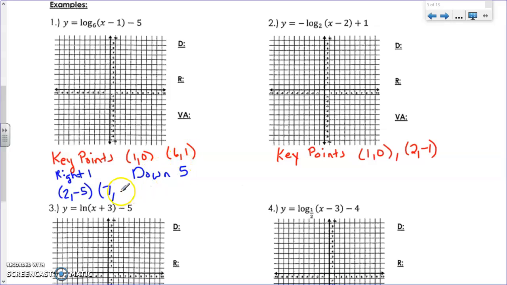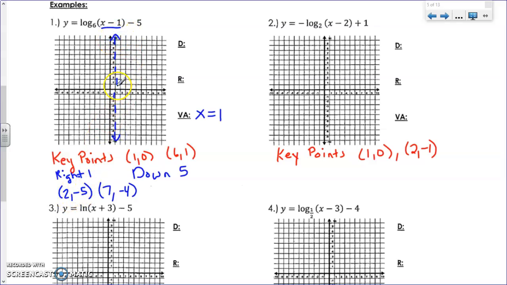And then 1 minus 5 is negative 4. So these are going to be my two key points that I can graph. And then, let's go over here. We know that our vertical asymptote, vertical means x equals, so I'll look right here. And if I pull that out opposite, x is going to equal 1. So I'm going to do a vertical asymptote here at 1 as a guide for our graph. It'll approach that but never touch it.